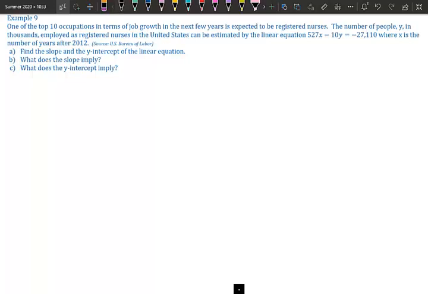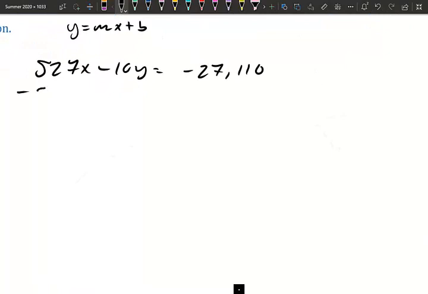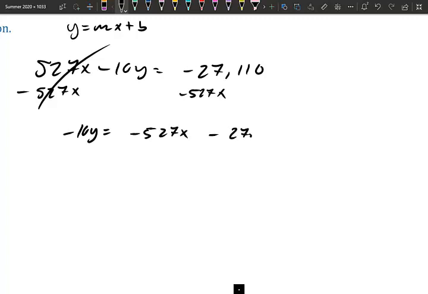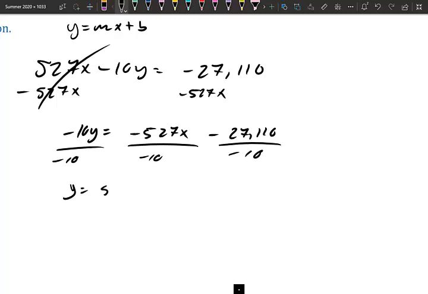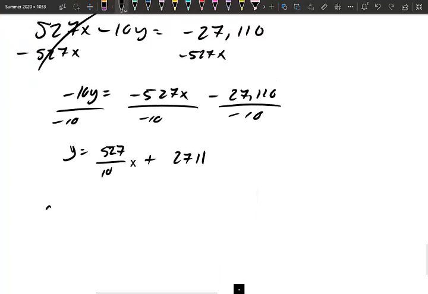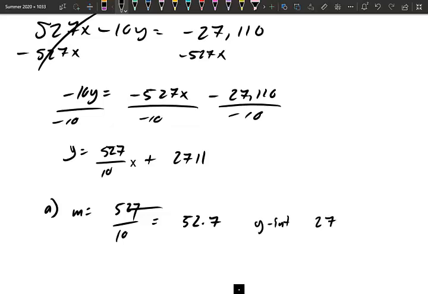So to find the slope and the y-intercept, it needs to be in y equals mx plus b. So I'm going to bring down our equation. 527x minus 10y equals negative 27,110. Let's solve for y. So I'm going to subtract 527x. And when we do, we have negative 10y equals negative 527x minus 27,110. We're going to divide by negative 10. So we get y equals 527 over 10 x plus 2711. So A, the slope, that's 527 over 10, which kind of means nothing to me. So that's 52.7. And then the y-intercept is 2711.